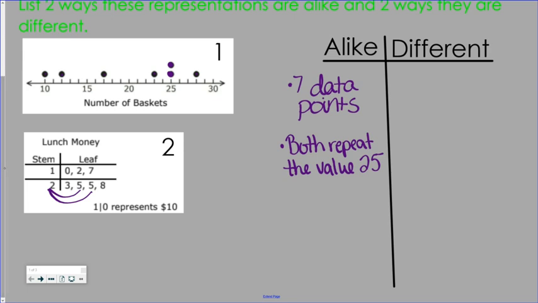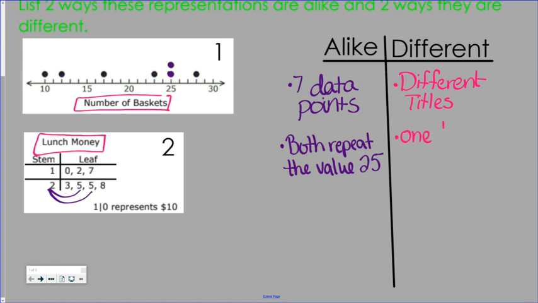Some of the ways they said they were different: one person pointed out that they're different because here we're comparing the number of baskets, and for the stem and leaf plot, they're looking at lunch money. So they have different titles, or they're just comparing different things. They also said they were different because the dot plot uses dots. So one of them has dots and the other does not.